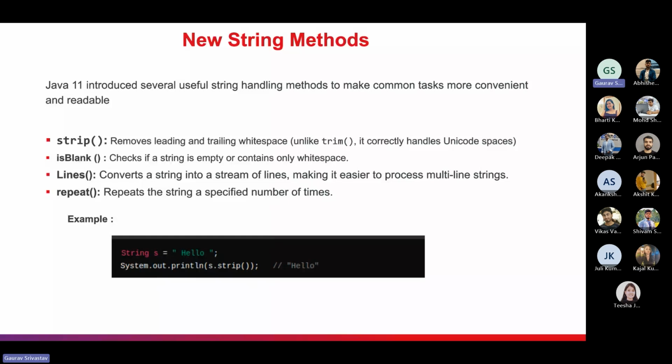So all these methods I will show you in the demo as well, this is just an overview of what these methods are doing. After that we have the repeat method. The repeat method basically works like a loop. Suppose you want to print 10 numbers, and you know that this operation only happens 10 times, you can use the repeat method as well. Okay, so these are the new string methods that came into Java 11.